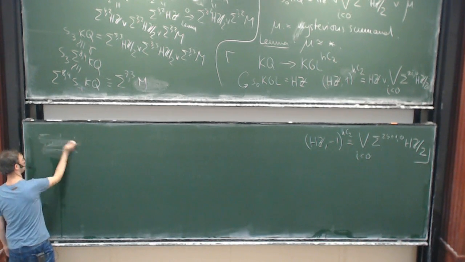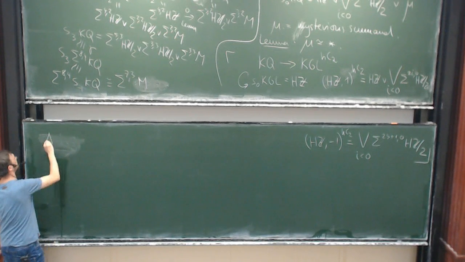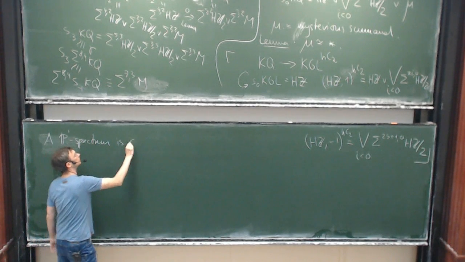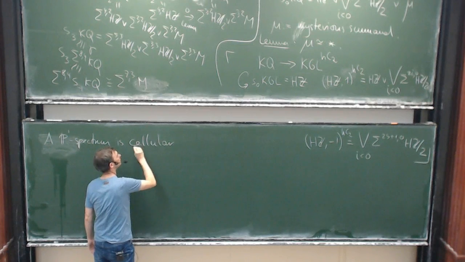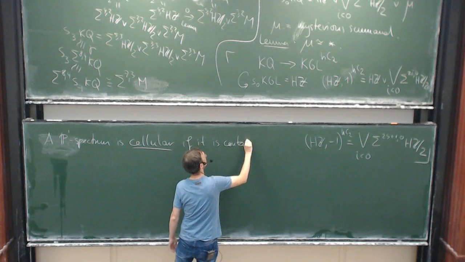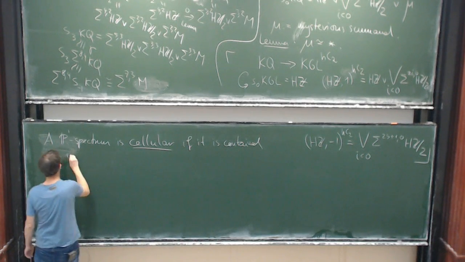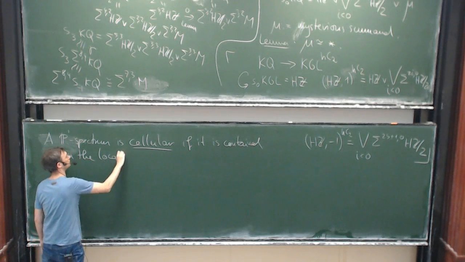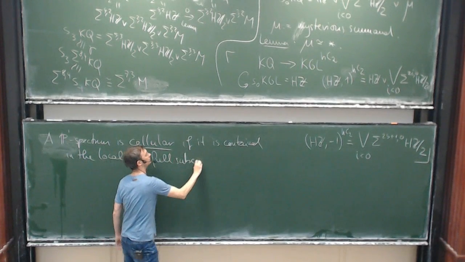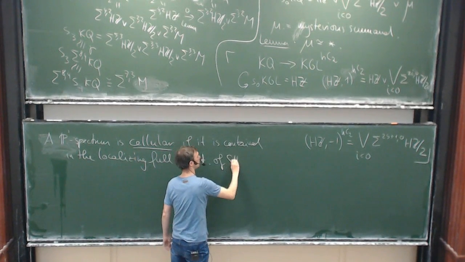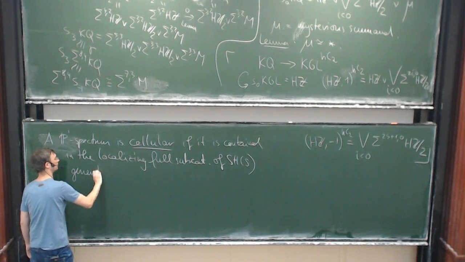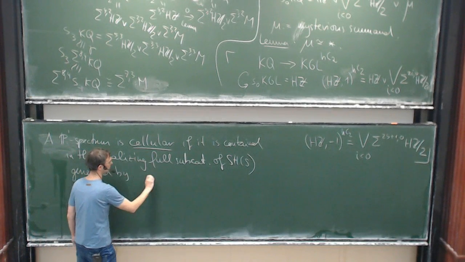Maybe before recalling this, I should make a precise definition. A P1 spectrum is cellular if it is contained in the localizing full subcategory of the stable homotopy category over some base S generated by just the spheres.